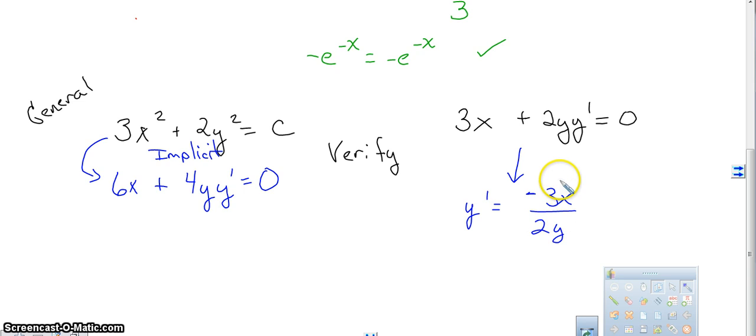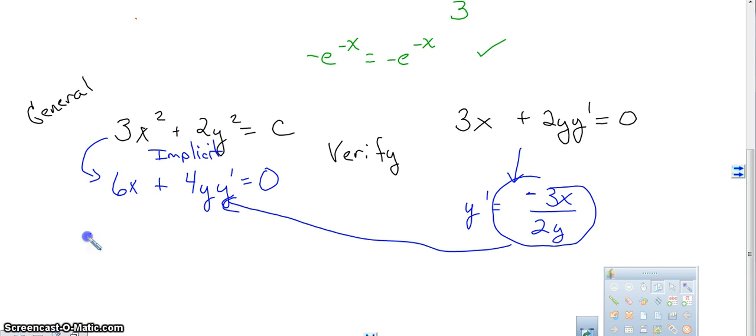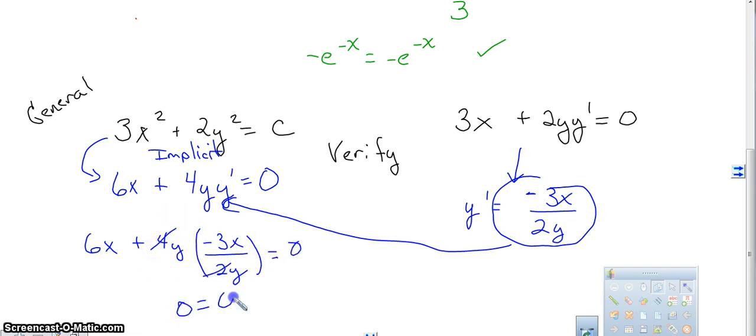You can do this either way, it doesn't matter how you plug this in. I'm going to plug y prime in over here. So I get 6x plus 4y times negative 3x over 2y equals 0. And you've done enough algebra in your life that you know this is going to be 0 equals 0. So it works. So that's the first part.